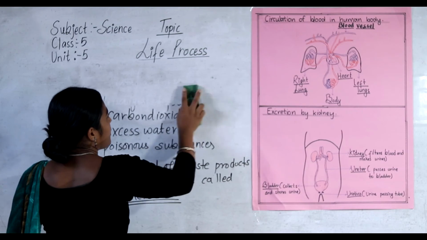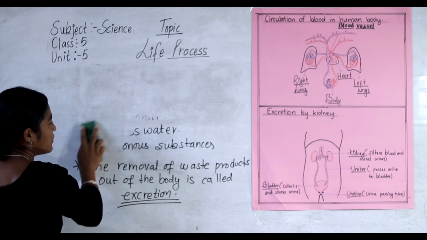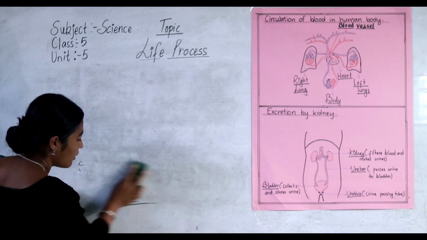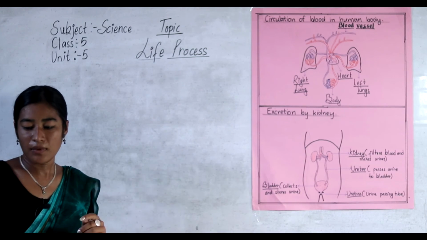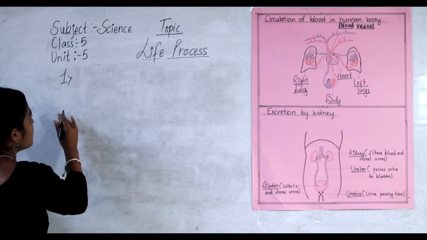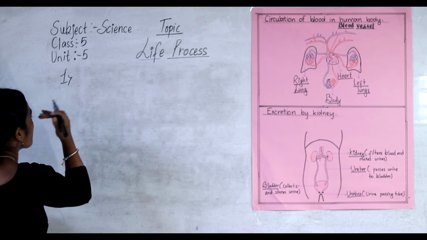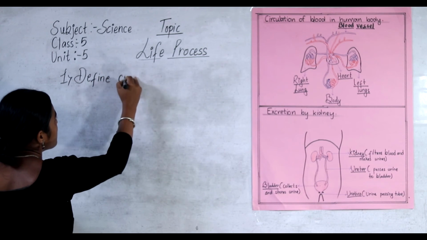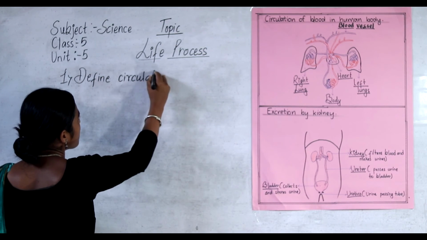So, this much for today. I will give some homework for you all. You have to do it, okay? I think it will not be so hard for you. Number 1: define circulation of blood.